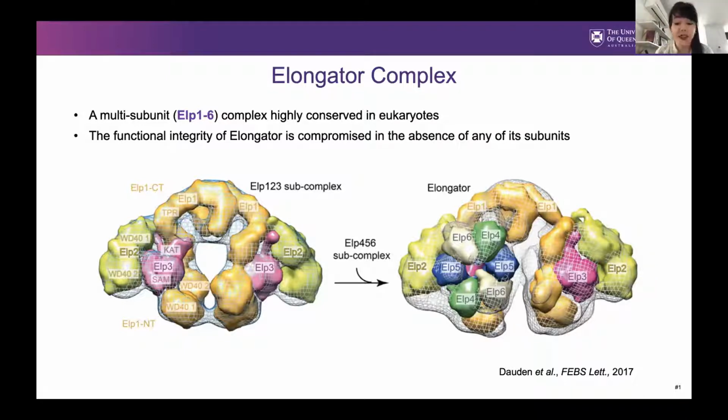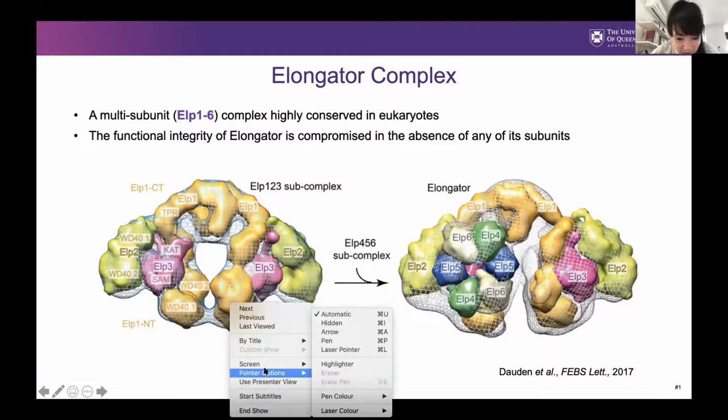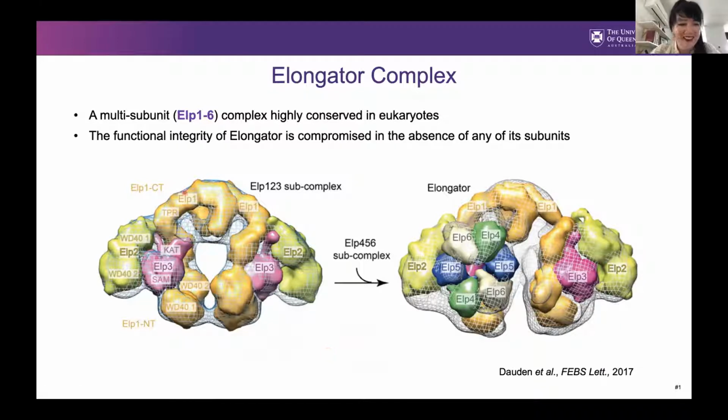It is a dodecamer. Sorry, I'm just going to actually use that pointer that I saw from Flavio. I like it. There you go, looks nice.